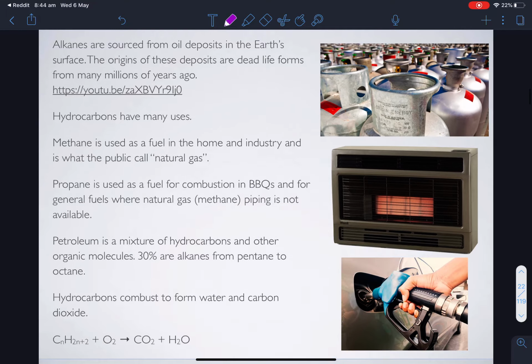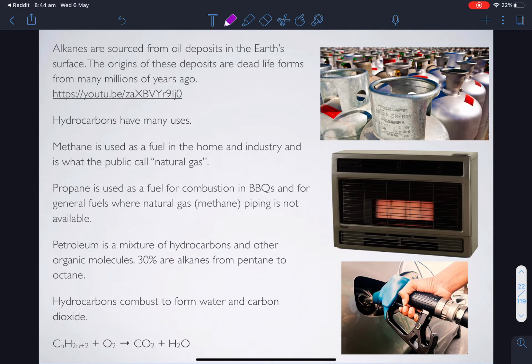Okay, what's the use of alkanes? What do we do with alkanes? Where do we get them from too? So we get alkanes from oil deposits in the Earth's surface. So the origins of this is many years ago, millions and millions and tens of millions of years ago, algal life and stuff like that. When it died, it was deposited, say on the bottom of the ocean or the bottom of a lake or something like that. And it was then, excuse me, soil or mud put on top.